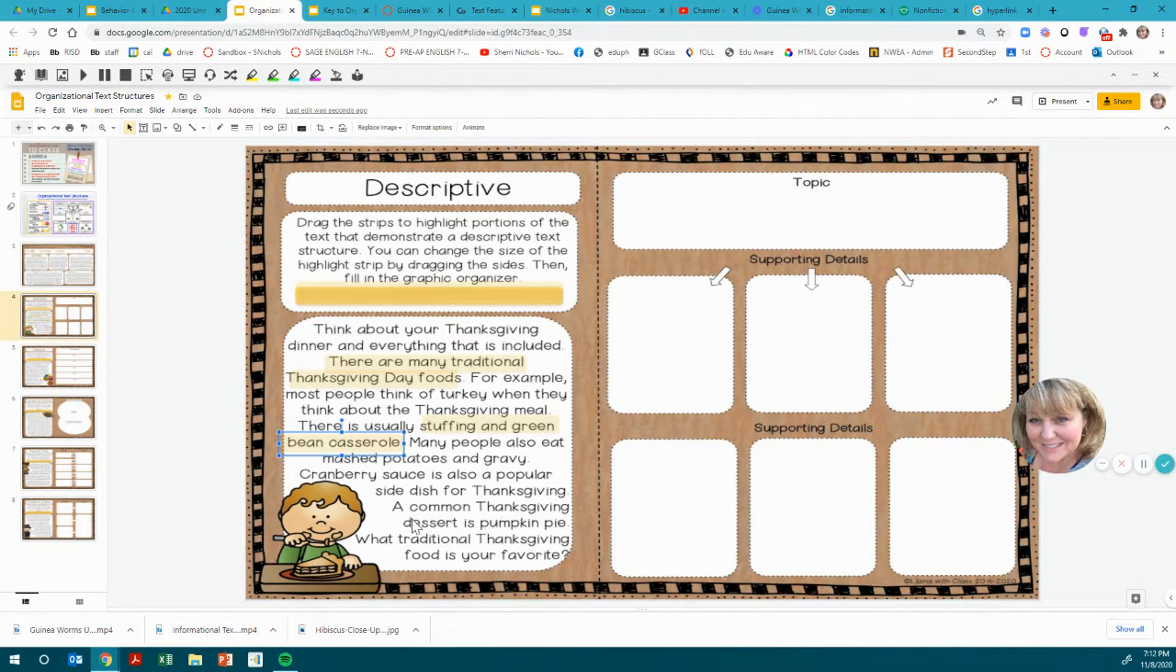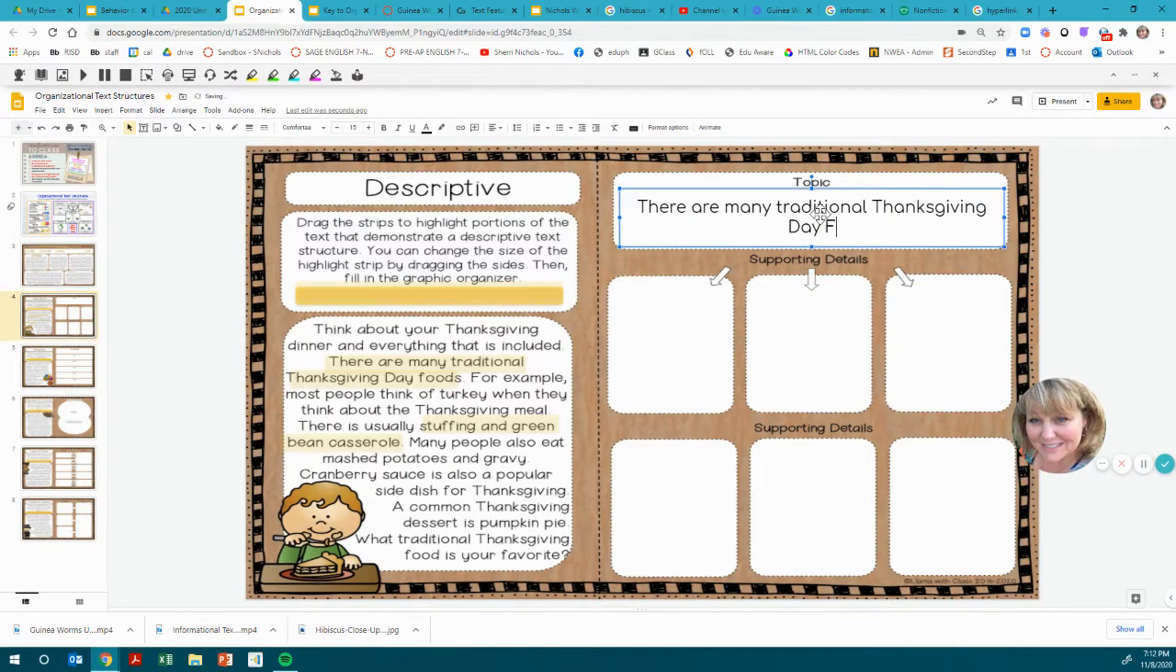And then, you're going to go ahead and finish marking these by dragging and dropping. And then you're going to figure out, okay, so what is the topic of this? So you literally start typing here. The topic literally is, there are many traditional Thanksgiving Day foods. And then you would move on. So what are supporting details for all these? So this supporting detail goes here to here, here to here, here to here.